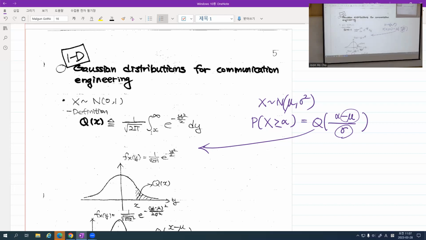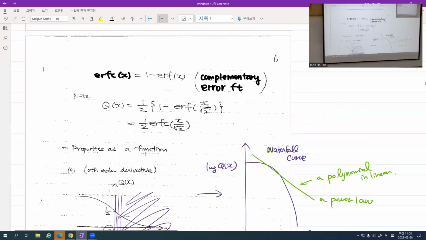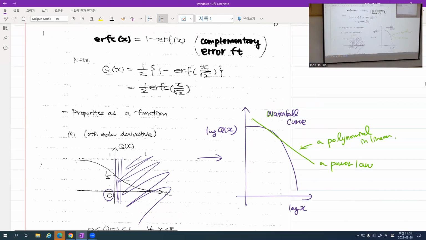is Q of X. So you can easily guess what if X tends to negative infinity, Q of X is 1, right? Since this is the area, so if you increase X, the area decreases monotonically, right? And as you expected, if you draw Q function, then where is it? Yeah, here it is.